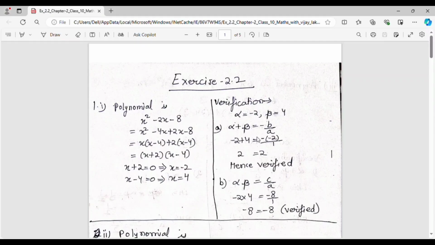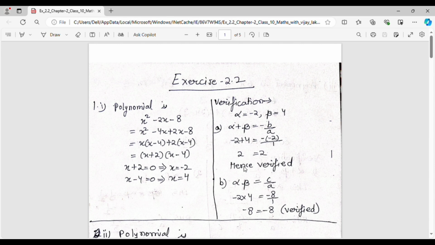Today we are going to discuss the second exercise of chapter 2, Polynomials, exercise 2.2. First question is: find the zeros of the following quadratic polynomial and verify the relation between the zeros and the coefficients. So the first part is our polynomial x square minus 2x minus 8.